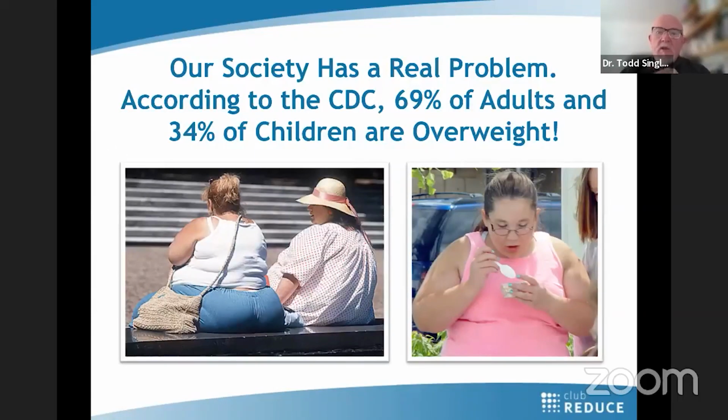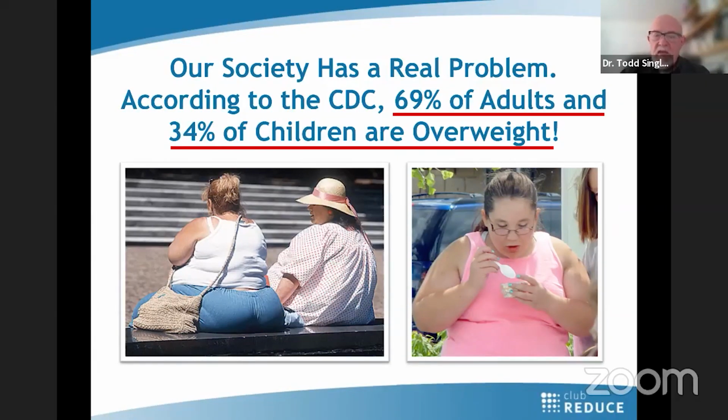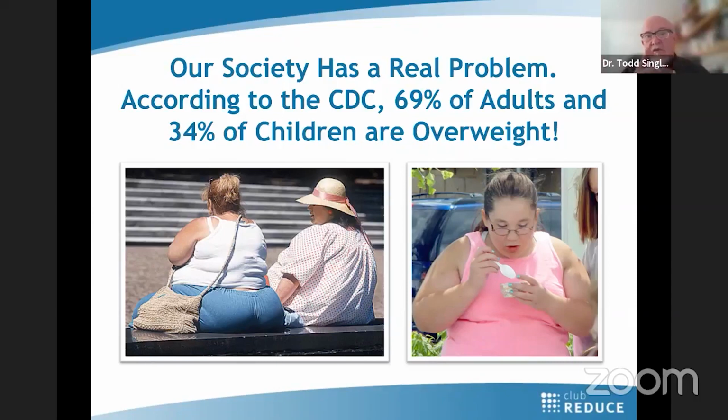Our society has a real problem. According to the CDC, 69% of adults and 34% of children are overweight. That little girl right there on the right, her best friend is her mom. And as you know, back in the 60s, 70s, when I was going to school, there was the token fat kid, maybe one or two. But today it's a lot worse. It's 34 to 35% of these kids are overweight, and they get made fun of. And so it's not right. It's not fair that they have to live like this.